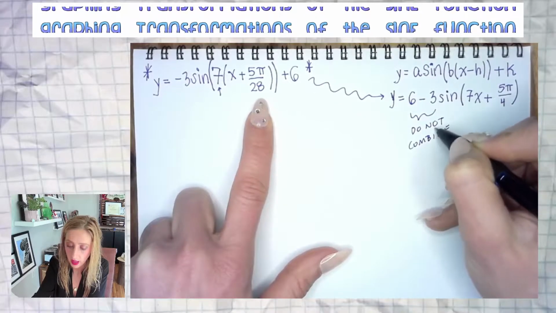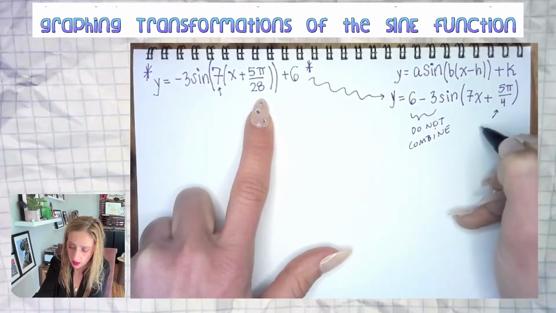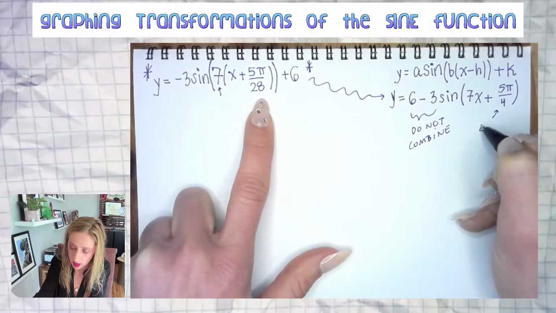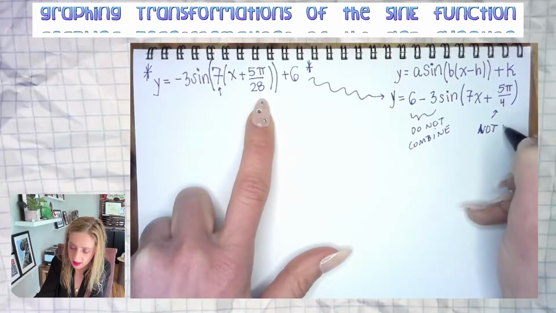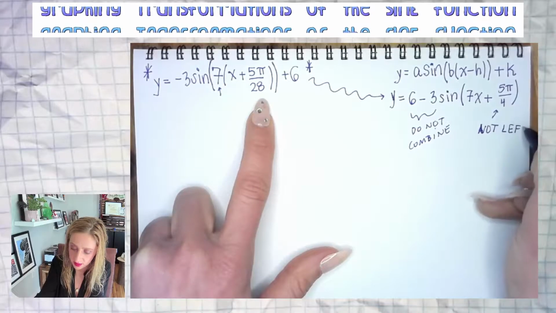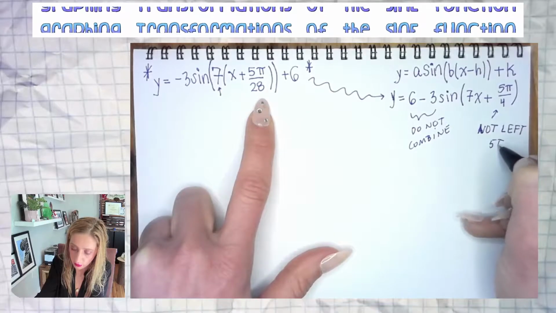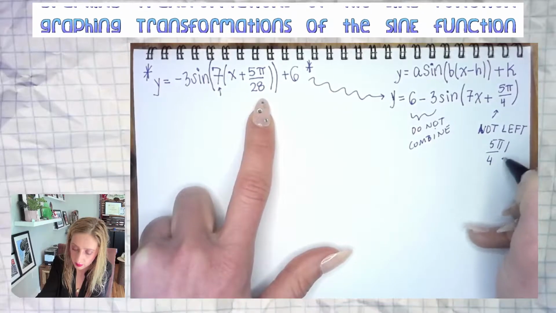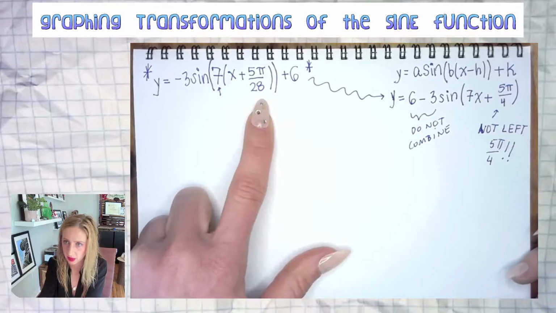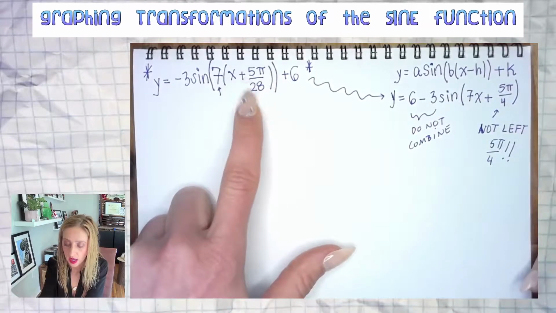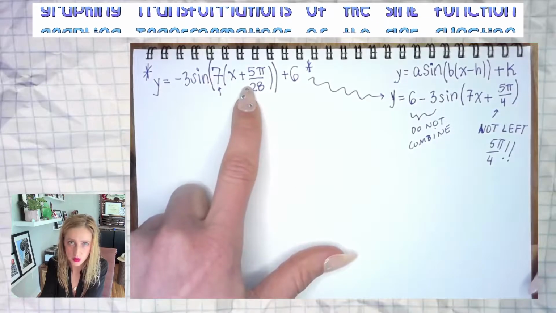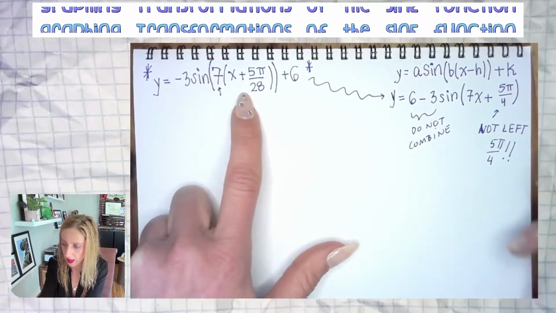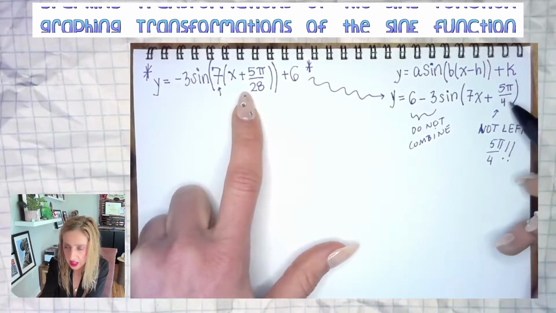Okay? And they might think, let's say, not left 5 pi over 4. It's not, okay? Shame, shame. It is left 5 pi over 28. That's your h. So plus moves it to the left, right? We talked about the bonker house. And this over here is a little misleading.